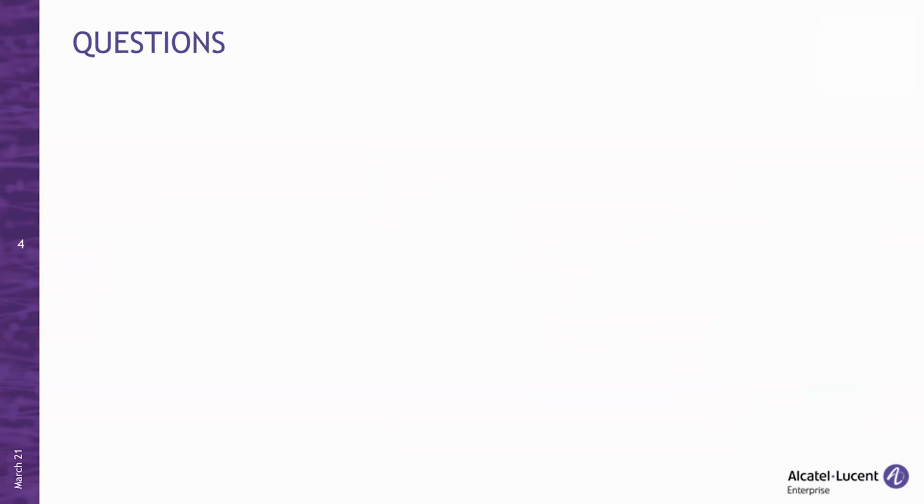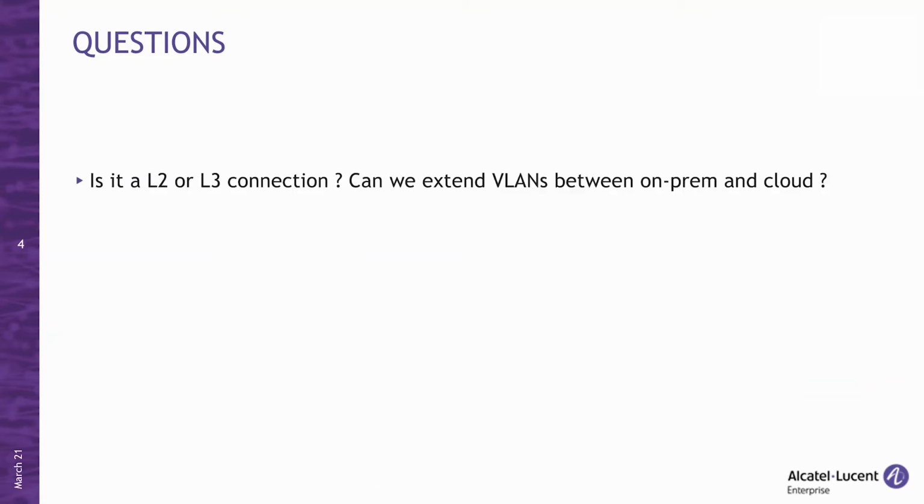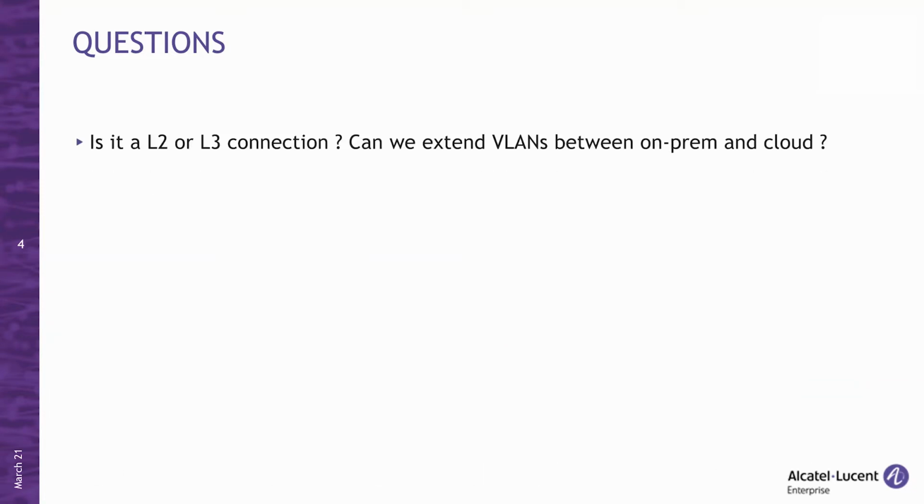When pondering a hybrid cloud architecture, there's a number of questions that come up. Is it a layer 2 or a layer 3 connection? And the associated question, can we extend VLANs between on-prem and the cloud? Generally speaking, all cloud service providers support a layer 3 connection, in which case you cannot extend VLANs between on-prem and the cloud. A layer 2 connection is the exception, not the rule, and is usually not the standard offering.